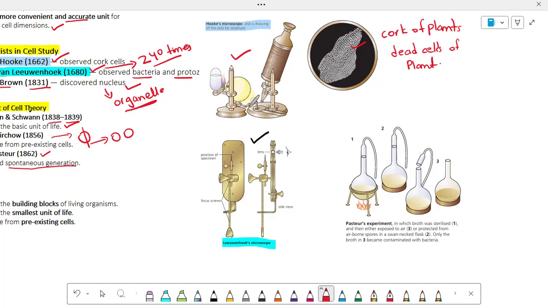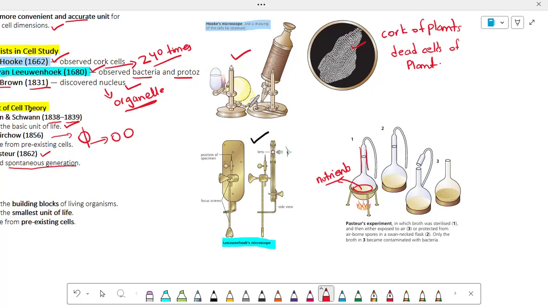Louis Pasteur used the swan neck flask experiment. First, he sterilized nutrient broth. Nutrient broth is a liquid medium which contains nutrients, and it is necessary for the growth of bacteria. Nutrients are food for microorganisms to grow. First he sterilized it by heating, so all types of bacteria or other microorganisms were killed.